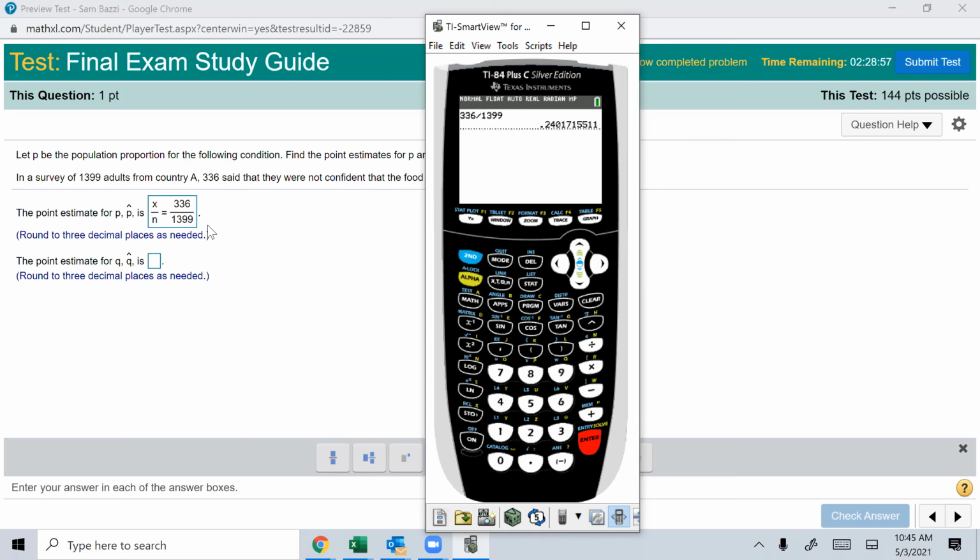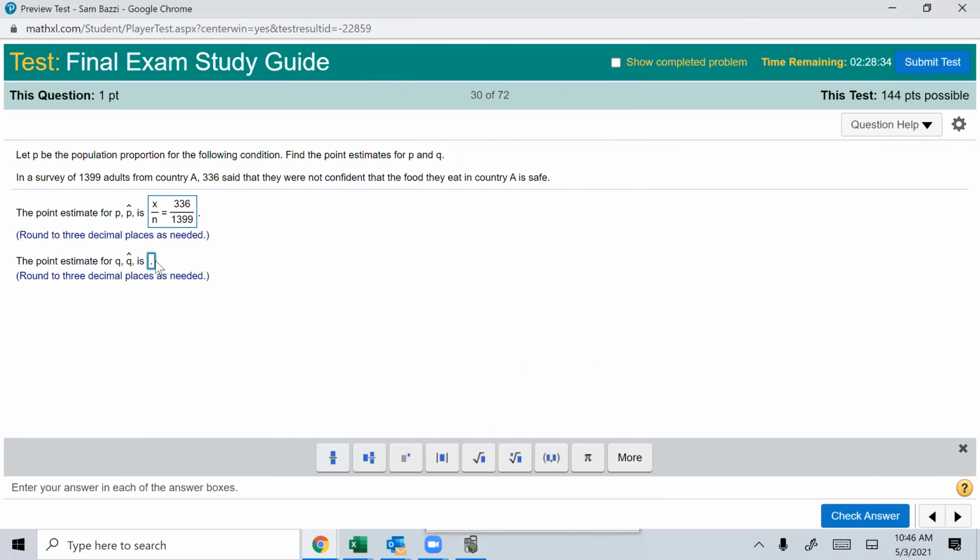Okay, so it is 3 decimal places. You would write 0.240. Who can tell me what would be a point estimate for Q hat? Once you know it for P hat, guys, it's easy to figure it out for Q hat. So if it is 0.240 for P hat, what would it be for Q hat? 0.76. Yeah, they add up to 100%. I agree.